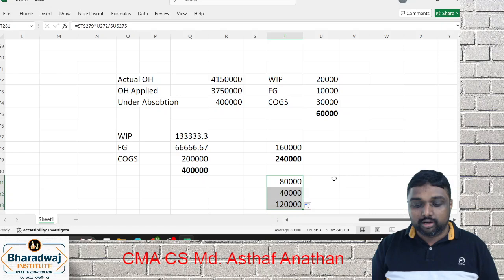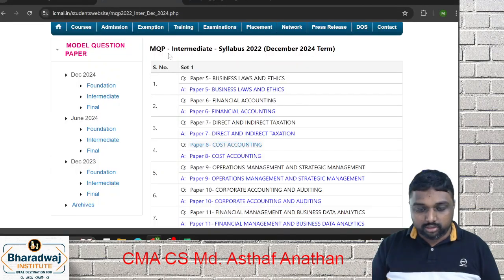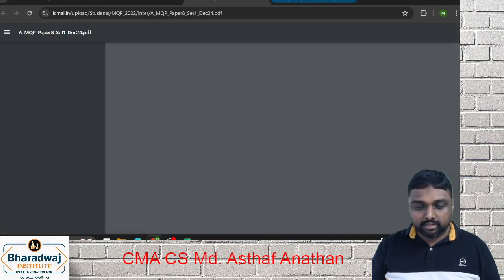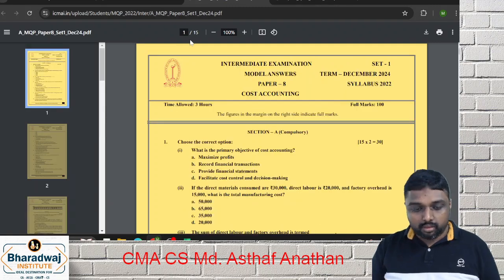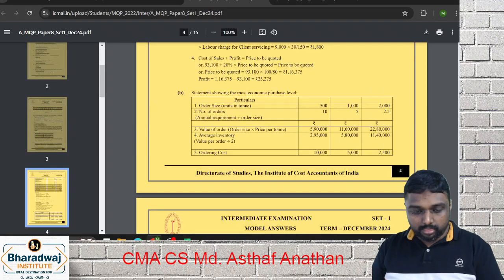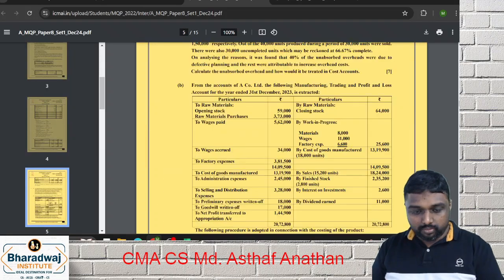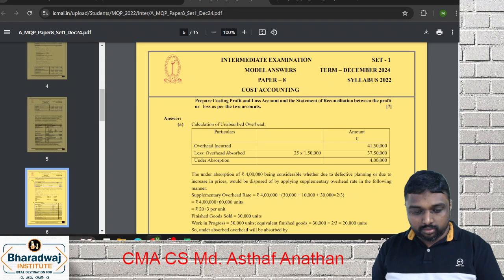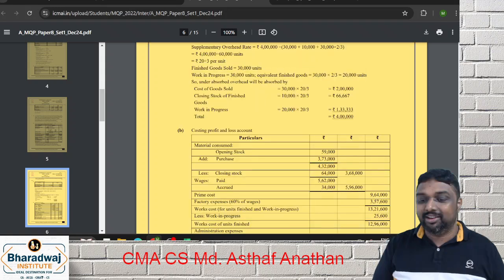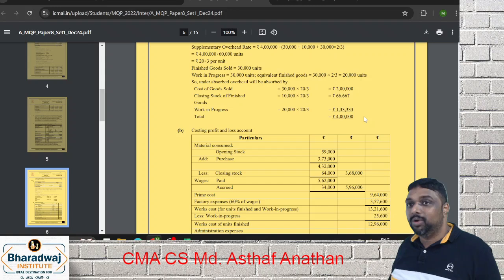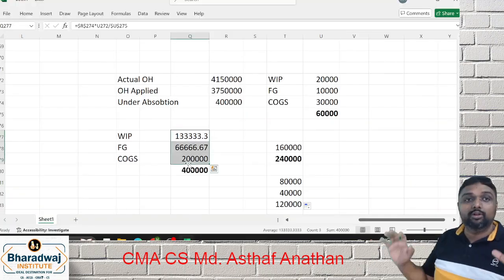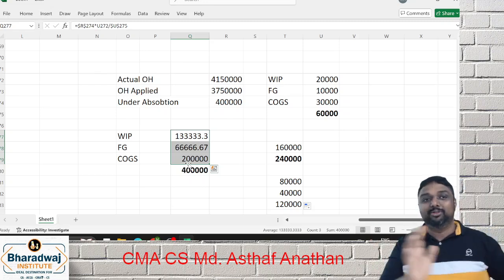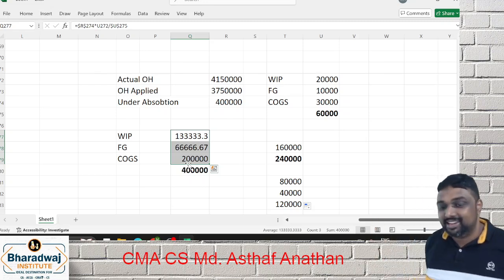Let's see what method they followed in the cost accounting answer, question number 3. See, they did our first method. As I told you, the institute will not do anything else. 20, 66, 133, they did only this method. That is why I told you in the class there is an alternative method, but if your question comes, they will do it this way. Do you understand, my dear friends?